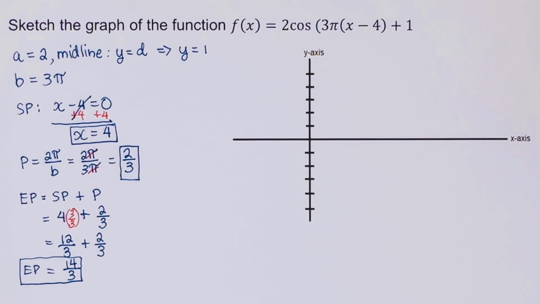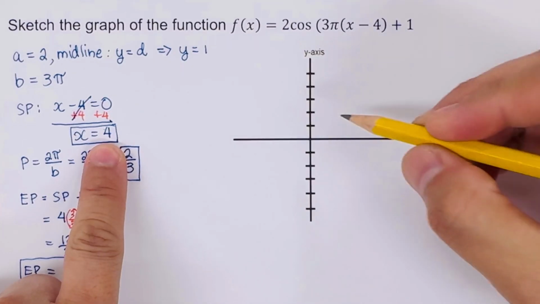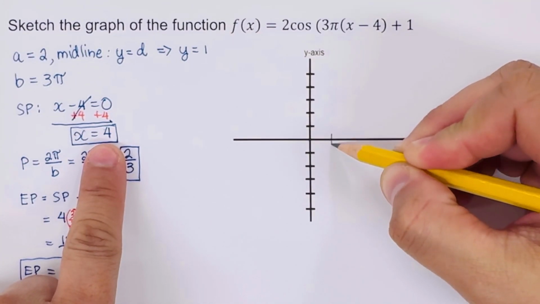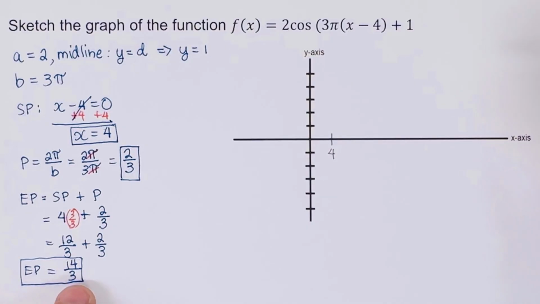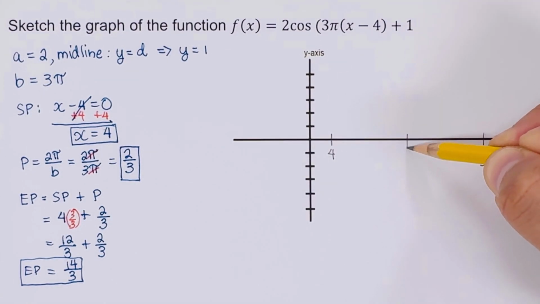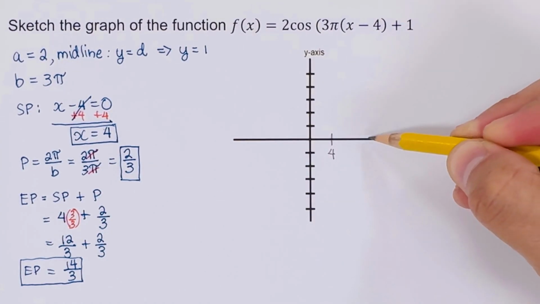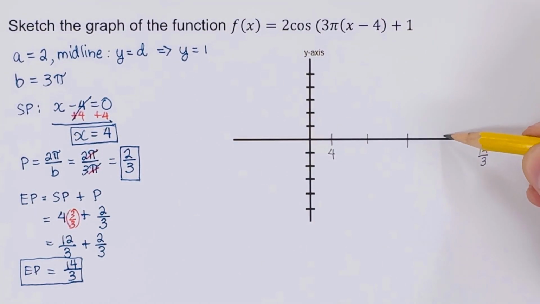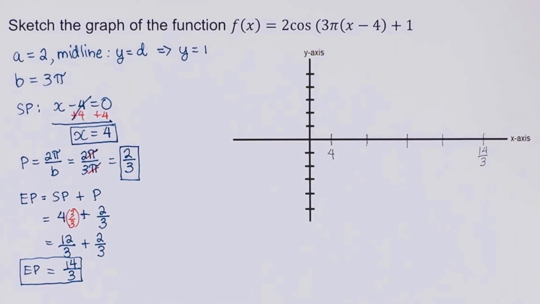So that we can go ahead and plot these values here. We're going to plot the starting point first, which is 4. So we can assume that this is where the 4 is. And then our endpoint is 14 over 3, so it's going to be down here. Now we can divide this into 5 points. We get the middle of these two, the middle of these two, and the middle of these two. So let's determine the values for each of these so that it's easier to determine these points right here.